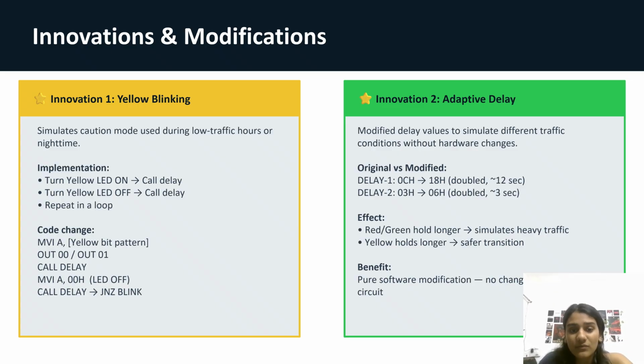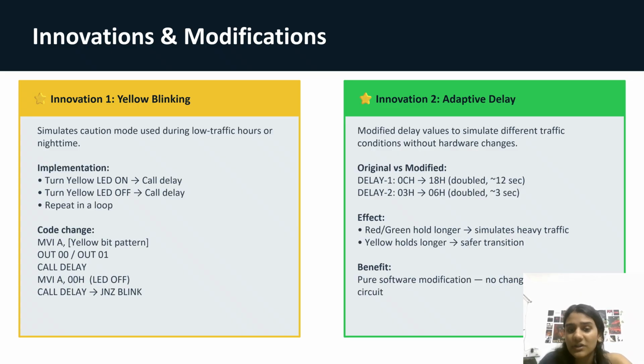Originally, delay 1 was 0Ch, around 6 seconds, and delay 2 was 03h, around 1.5 seconds. I increased these values to 18h for longer red or green duration and 06h for longer yellow duration. This allows us to simulate heavy traffic, with longer green-red durations and safer transitions, with a slightly longer yellow duration. So the system becomes configurable purely through software without changing any hardware conditions.